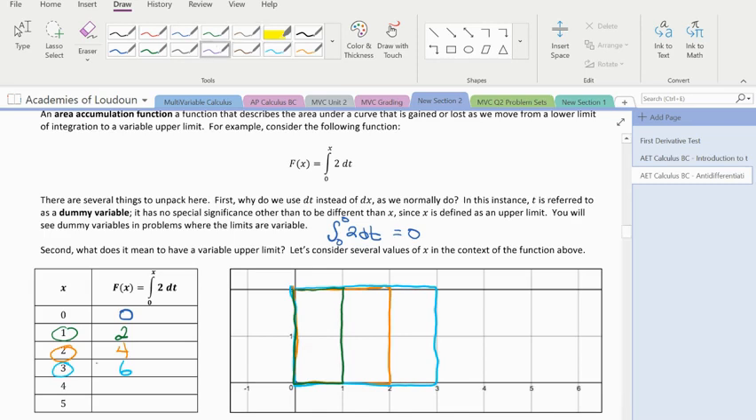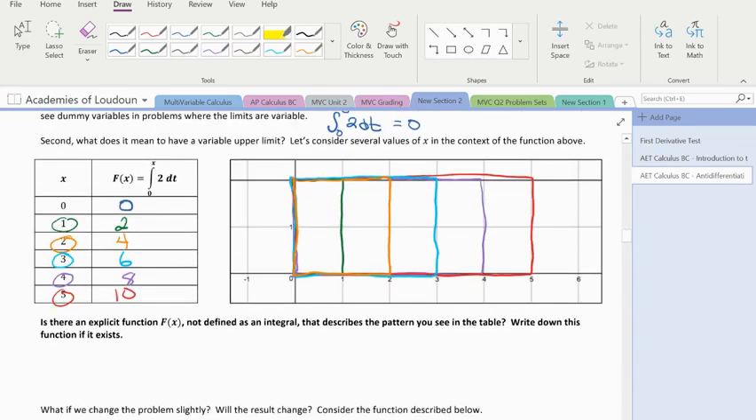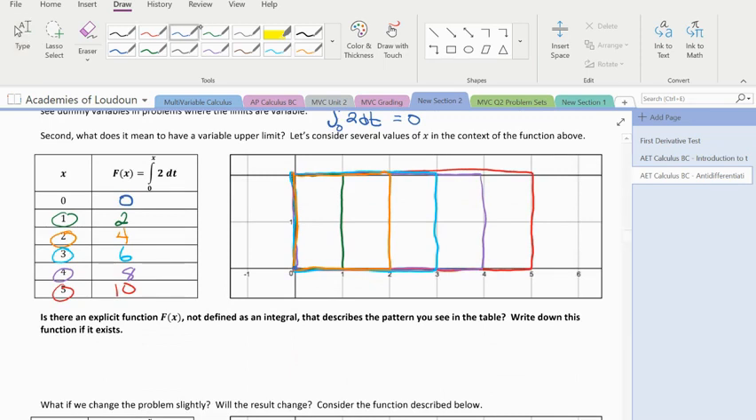If I integrate from 0 to 4, I can see that that area is going to be 8. And lastly, 0 to 5, I can see that my area is going to be 10. Now, looking at this data, is there an explicit function f of x that's not defined as an integral that describes the pattern that we see? Well, we can see that capital F of x is going to be equal to 2 times x.